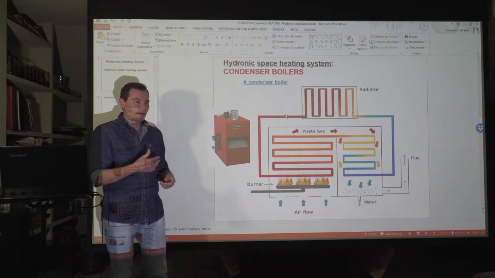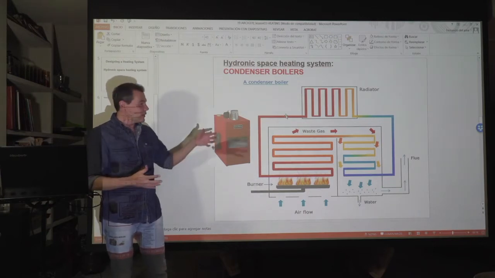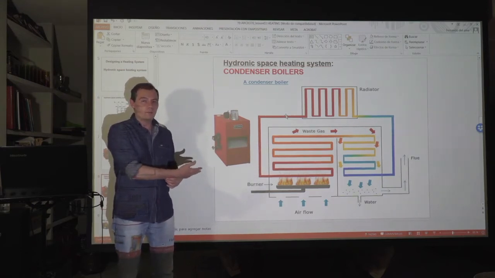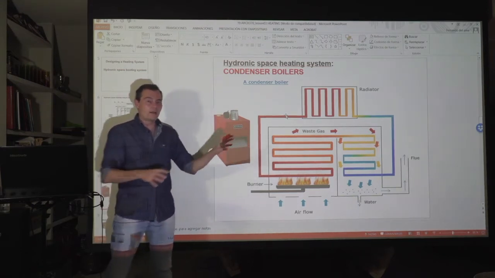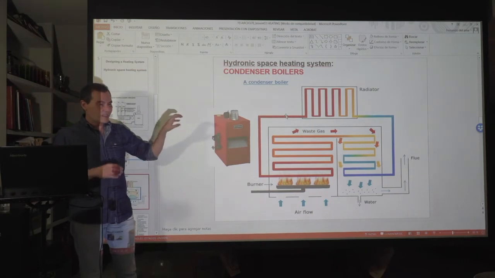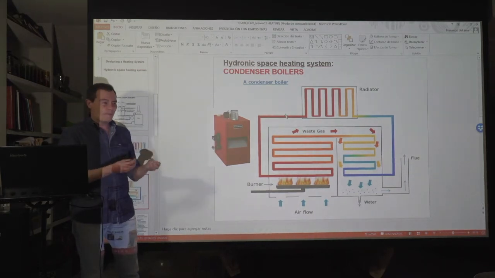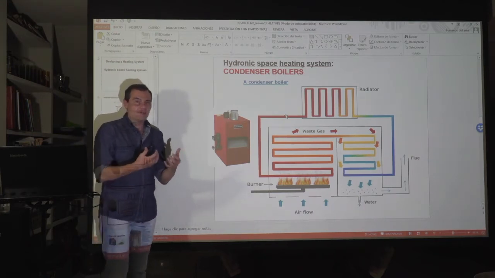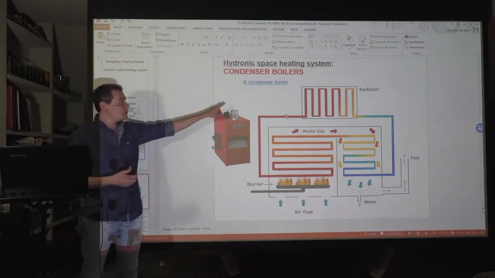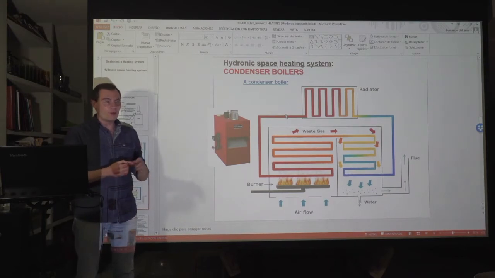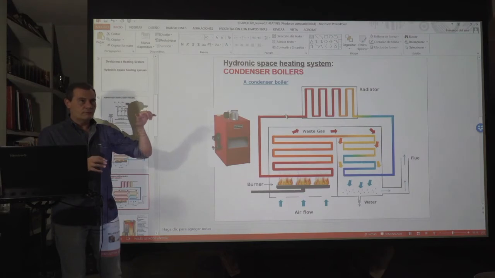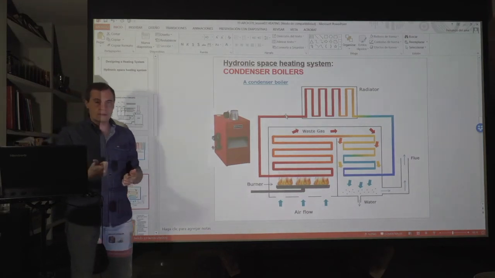And I'm sure that in 10 or 20 years, there will be another system that will be more efficient than this one. Okay, but so far, this is a good way to design a heating system and save energy. So if we use condenser boilers, probably we will be closer to the passive house standards than if we don't use condenser boilers.